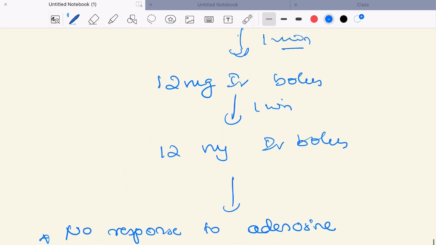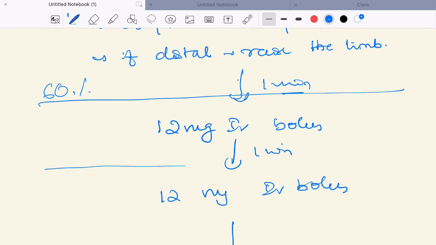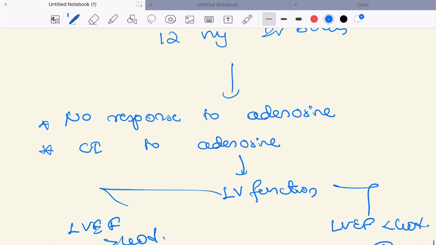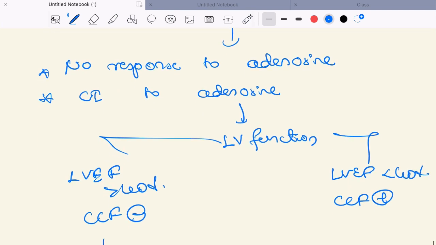So what happens? 60% of the patients respond to the first dose of adenosine only, and around 90% of the patients respond to the first 12 mg of adenosine. So in 10% of the patients, all these medications don't work. Next, at that time, or if the patient is contraindicated to adenosine, you have to use other drugs, other pharmacological methods.